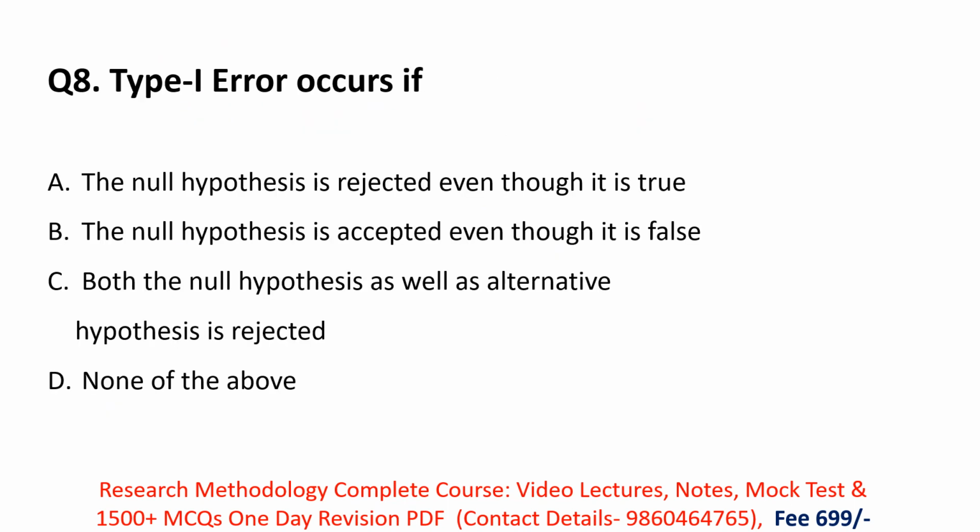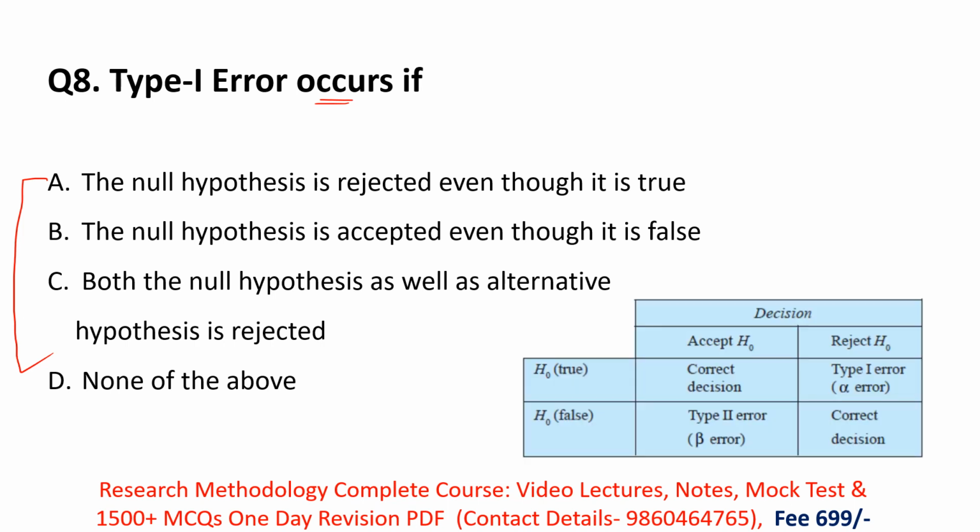Next, type 1 error occurs if. In this question they are asking us when type 1 error occurs. They have given us 3 or 4 statements, and we have to select by which statement type 1 error is occurring. For that you have to remember this table. This table is very important. Take a screenshot.